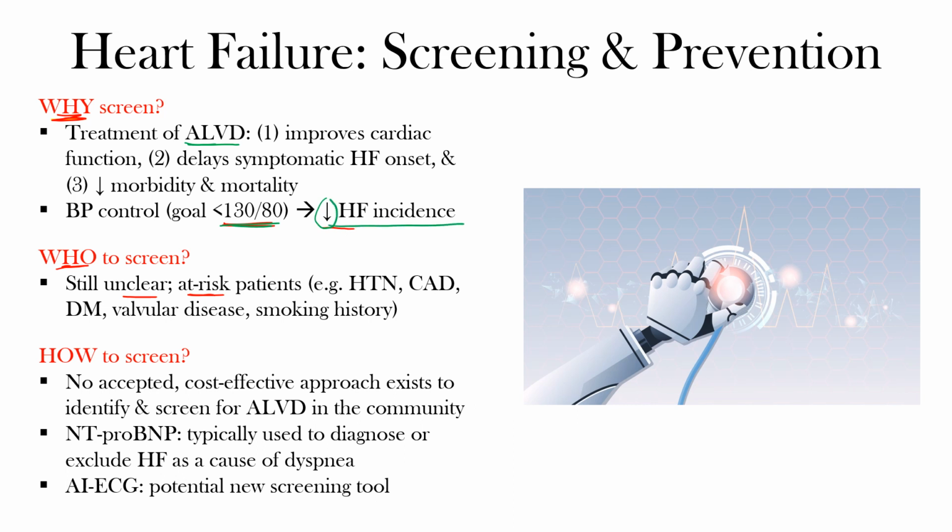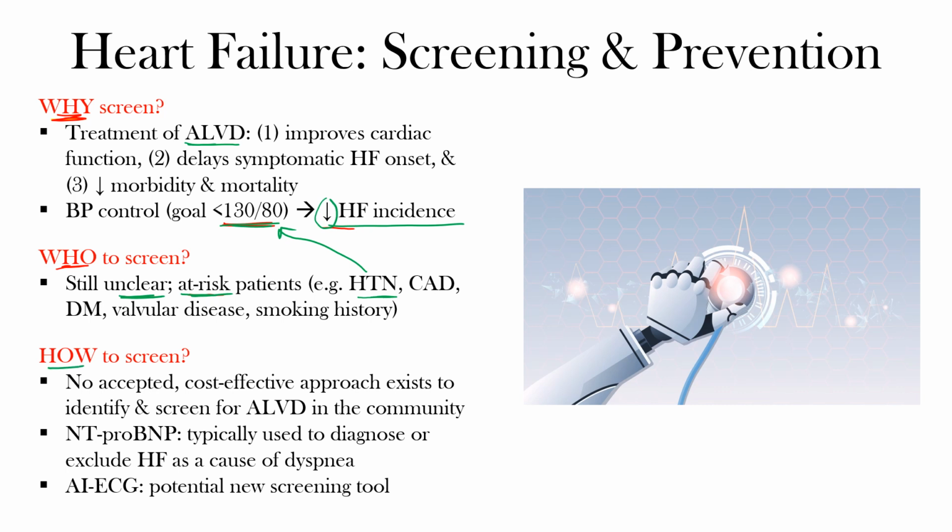So who do we screen? Again, we said that this remains quite unclear, but if we choose the ones that we should probably screen, those are those that are at risk and most likely to develop heart failure. Okay, so hypertension, remember, shooting for that goal if they do have hypertension, coronary artery disease, diabetes, valvular disease, and smoking history, whether it's current or former smokers.